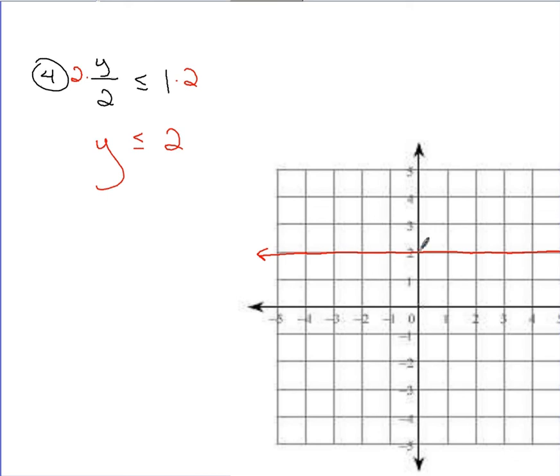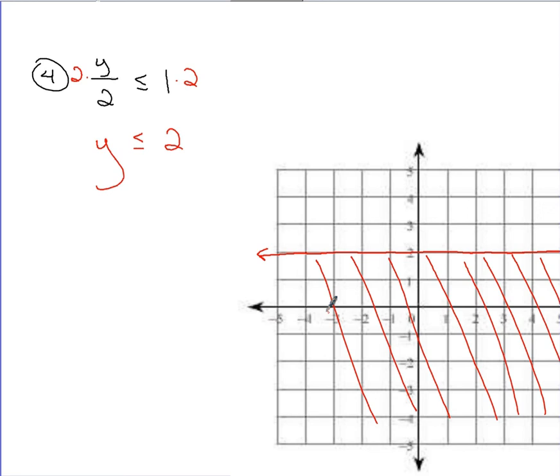Obviously it passes through here at 2, and divides your y-axis up into a high part and a low part. Since this is less than, we want to shade to the low part, so it would seem to make sense we're shading below the line. Right, there's our solution region.